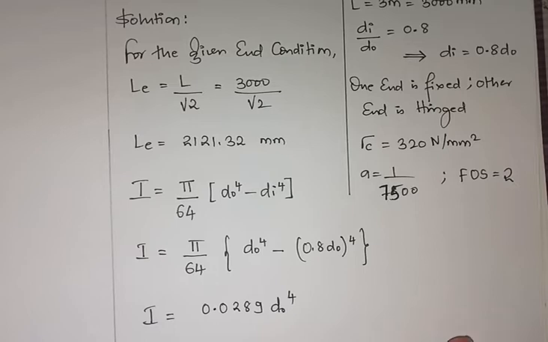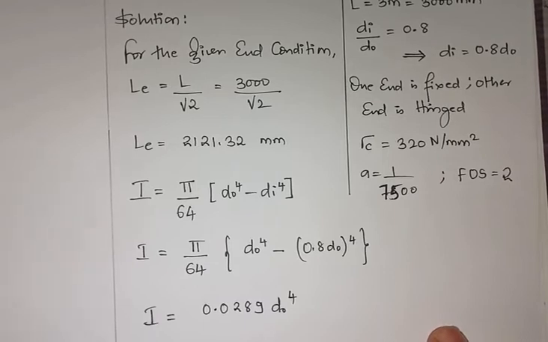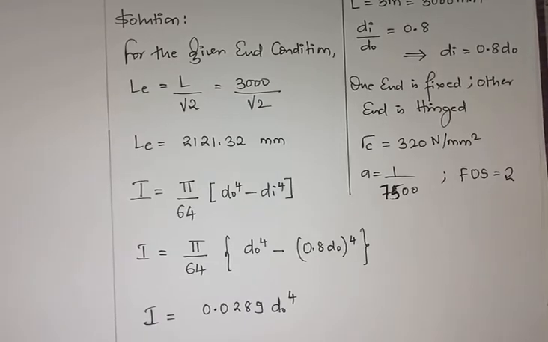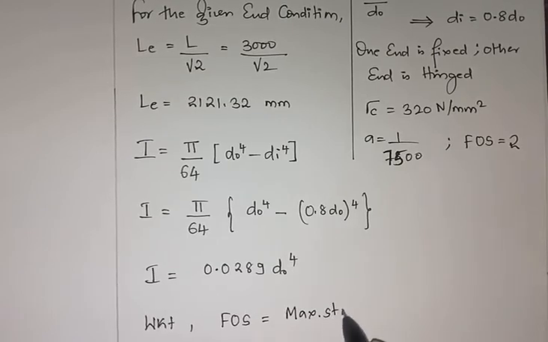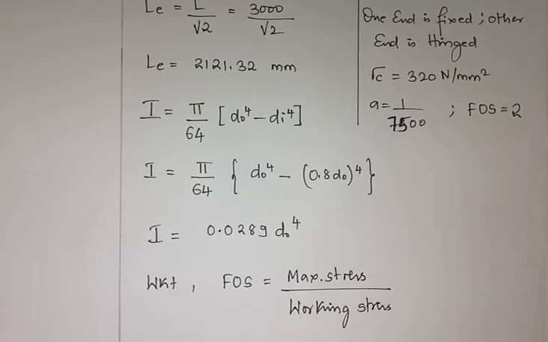So once we get this, let me calculate the design load. We know that FOS is equal to maximum stress divided by allowable stress, or you can call it working stress. Some people also call it design stress, right?